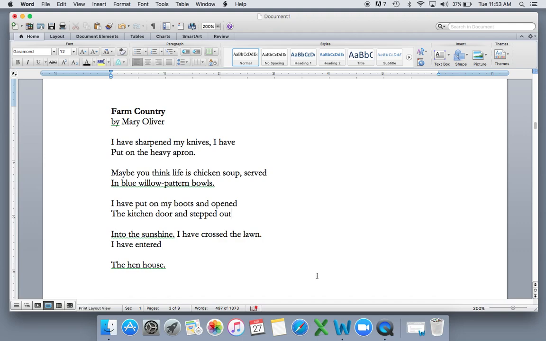So let's talk about metaphor and then talk about how that helps Mary Oliver say something. And then we'll look at Harlem as well. So here in this poem we have two metaphors. The first one we've already talked about.